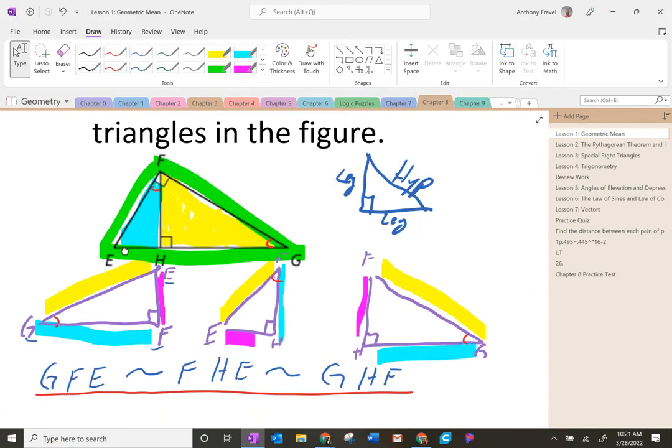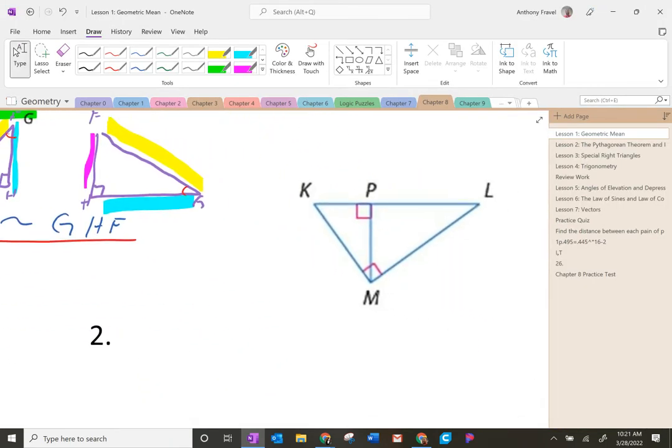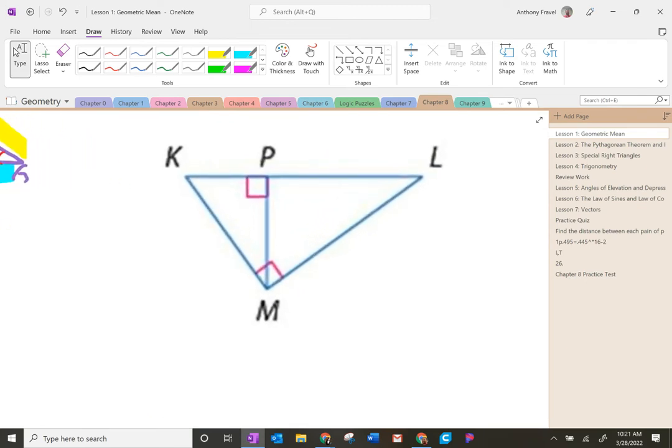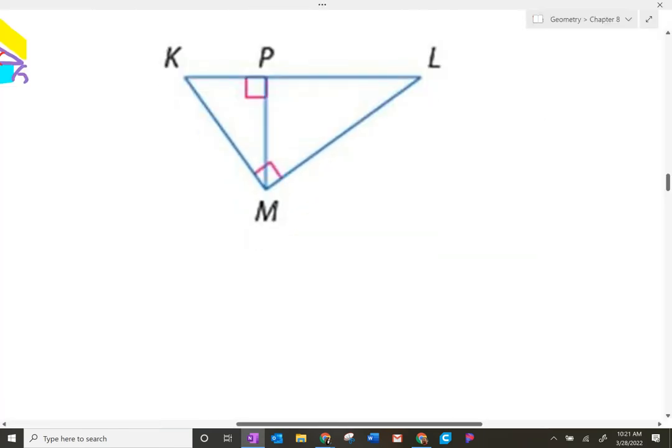All right, I'm going to use those same highlighters. I'll go to my next shape here. Do you want me to redraw all 3 triangles, or do you want me to show you how to do it just with this? Just with this, okay. I'll give you a chance to write it down, and I will show you how they are similar.